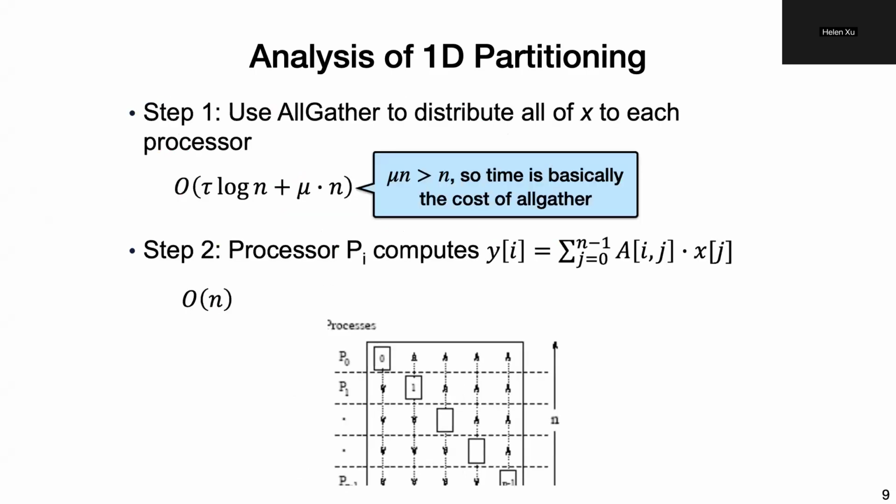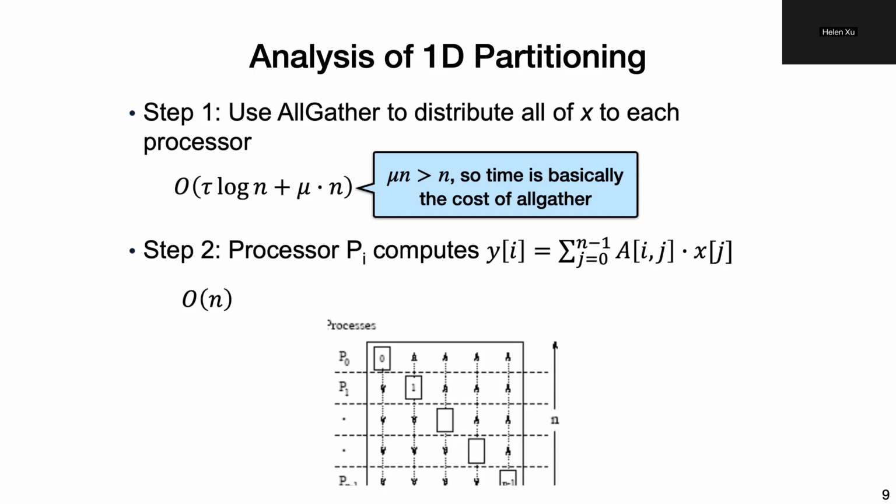So the first step, we use all gather to get all of X onto each processor. And for the all gather time, we just plug in the hypercube runtime, tau log n plus mu n. In this case, the message size m is equal to 1. But here p equals n, so that's where this n factor comes from. If you remember, the all gather runtime is tau log p plus mu m p. P is equal to n, m is equal to 1, and that's how we get that.